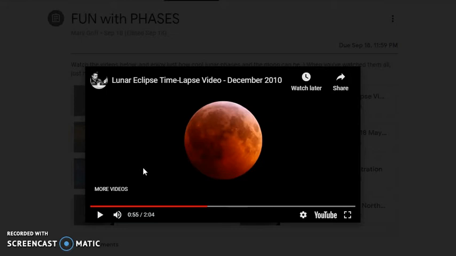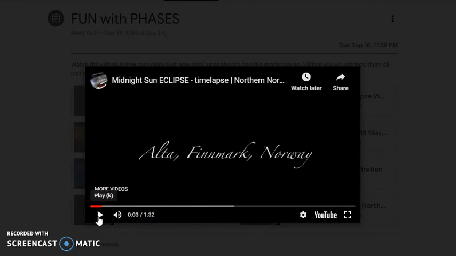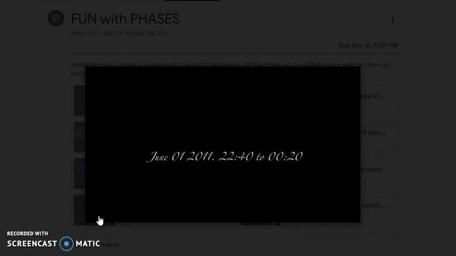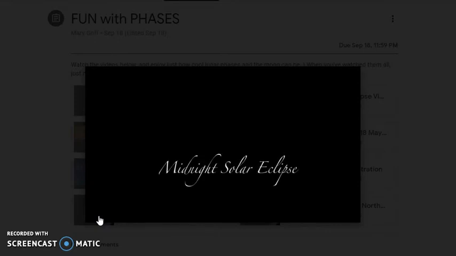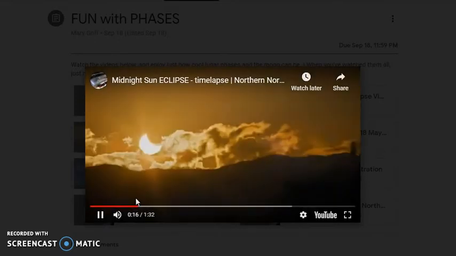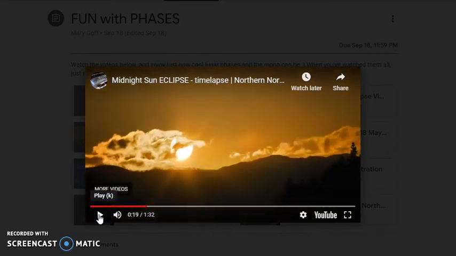All right, the next one I want you to look at with me real quickly is the one about the midnight eclipse. So let's pull that one up. All right, this one is interesting because not only is it showing you a partial solar eclipse, but it's showing you a solar eclipse. If you caught that, it says a midnight solar eclipse. Well, how is that possible? Because solar eclipses will only occur during the day.